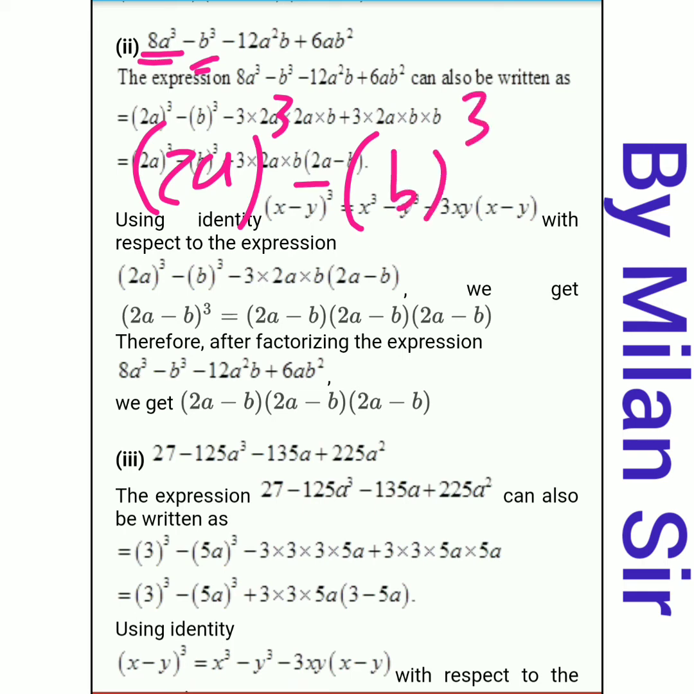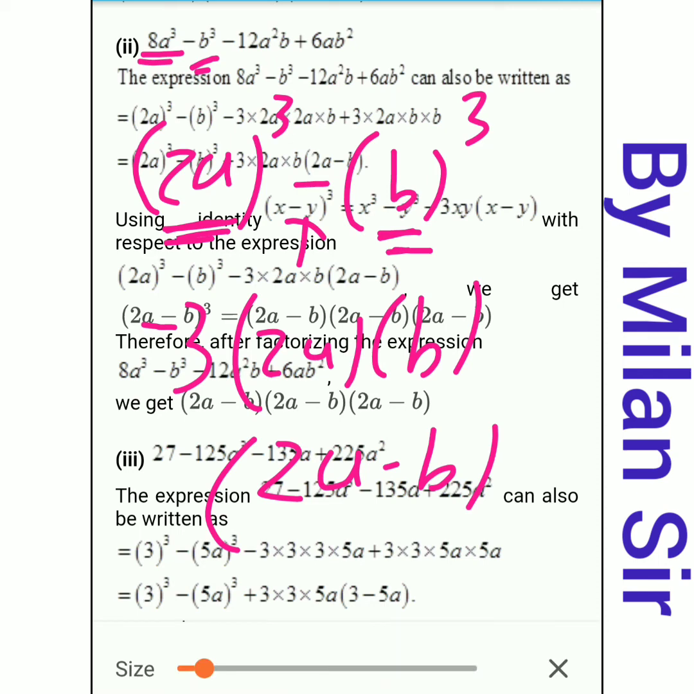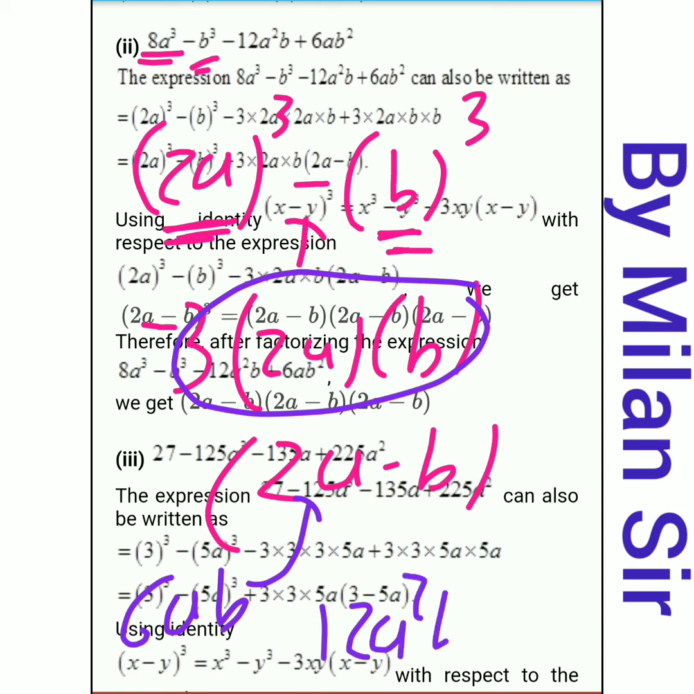8a cube means (2a) all cube, then minus b cube means (b) all cube. Minus 3, here we need to write our first bracket 2a, then the second bracket b, then in bracket 2a, negative sign and b, so 2a minus b. Now we need to check whether our steps are correct or not. The answer of this 3 bracket is 3 times 2 is 6ab, right? Again 6ab we multiply with 2a, it becomes 12a square b. The negative sign is there, so negative. 6ab multiply b is 6ab square.